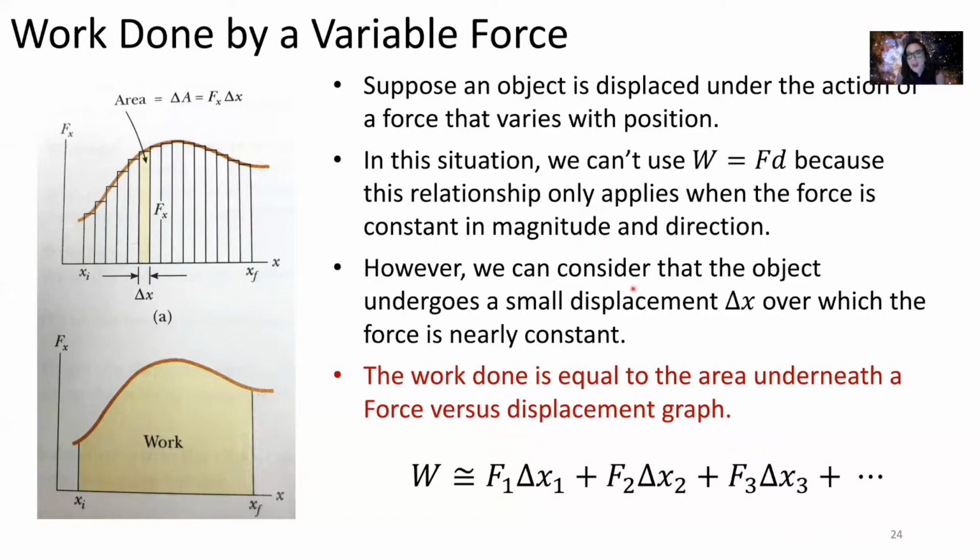But we can consider that our object undergoes a small displacement delta x over which the force is nearly constant. So then we have this situation here. This is exactly like what we did in lab with the spring lab that all of you just finished. So here we have a plot. We've got the force on the vertical axis that we're applying, and we've got our displacement on the horizontal axis. And you can see the force that we're applying varies over distance.